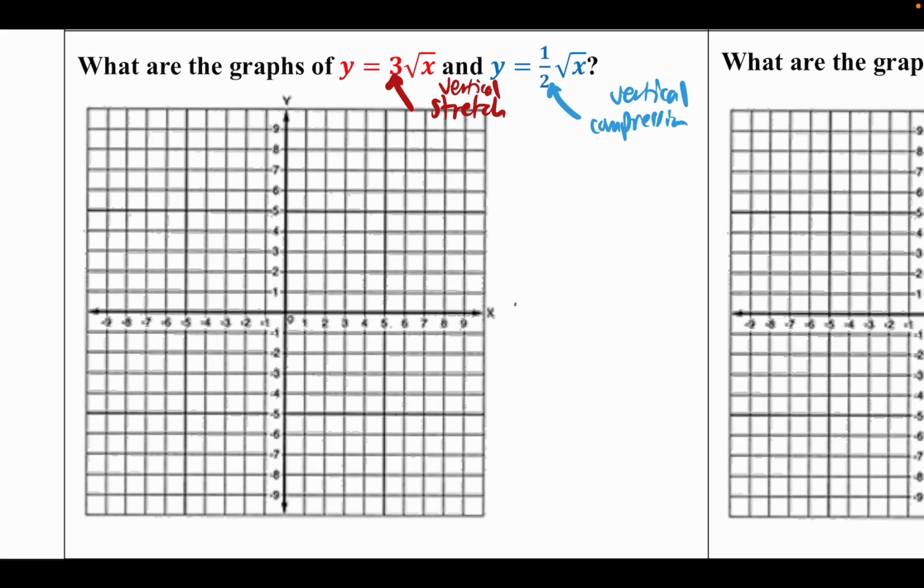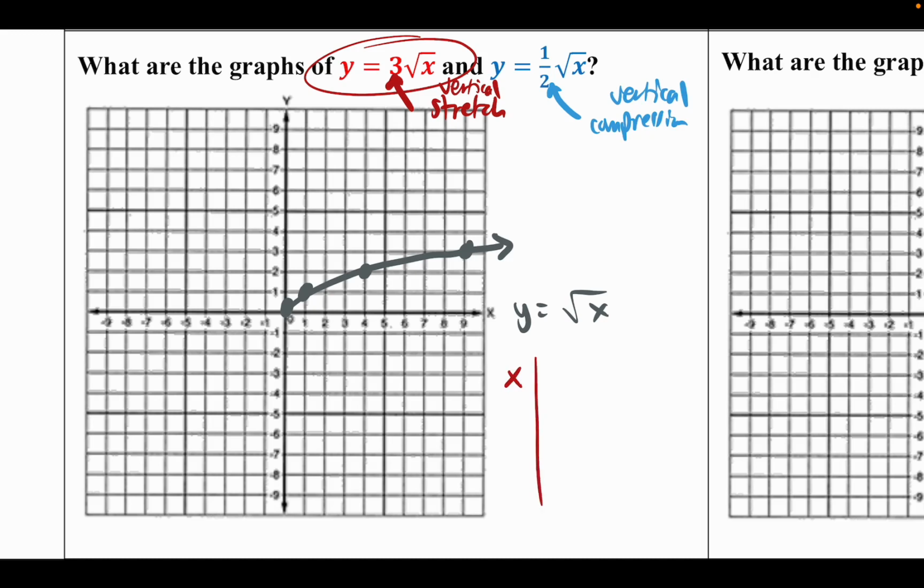First of all, let me graph y equals square root of x, so we can compare how these graphs will look relative to y equals square root of x. All right, so there's y equals just square root of x. So what's going to happen with the first graph, y equals 3 times the square root of x, is you're just going to times everything by 3, right? So I think it's best if you just make a table of values so you can see what's going to happen right here.